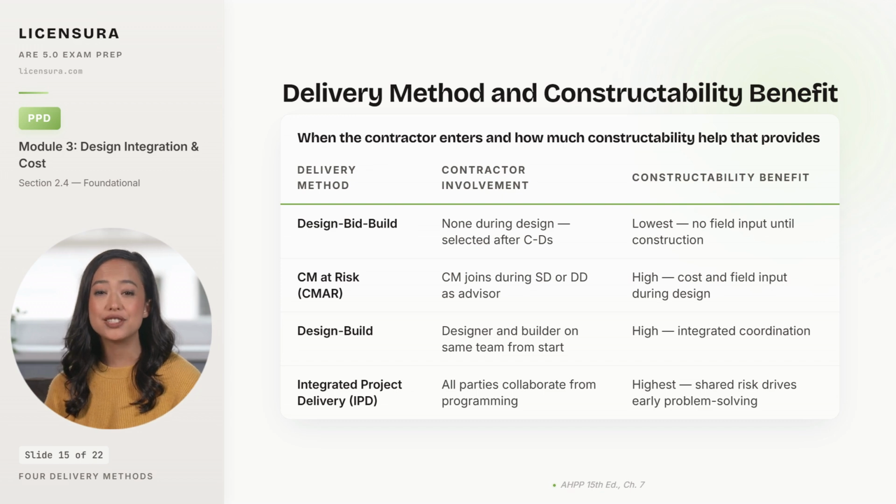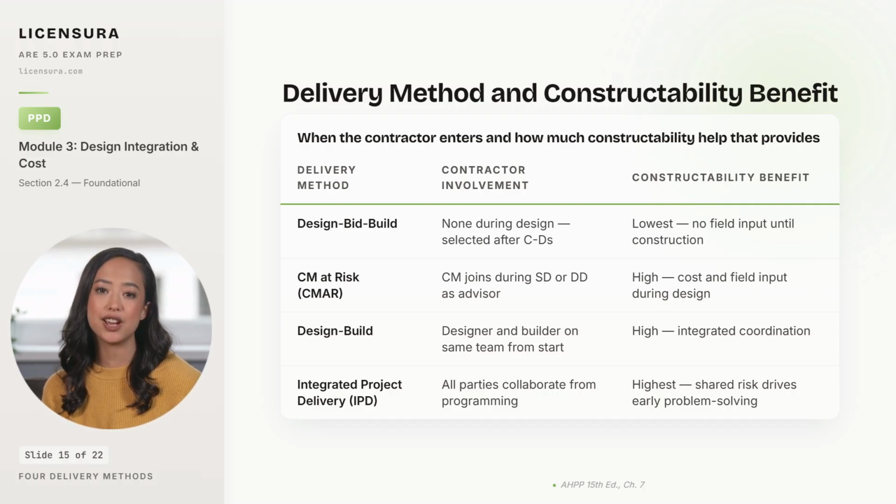CM at risk brings the construction manager in during schematic design or design development as an advisor on cost and constructability, and the architect benefits from real-time market pricing and field judgment while the design can still change. Design build puts the designer and builder on the same team from the start, which means constructability is built into the design process by definition, though it changes the architect's contractual role significantly.